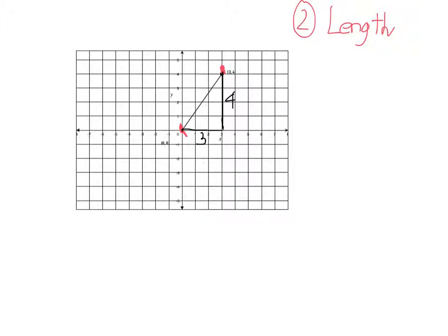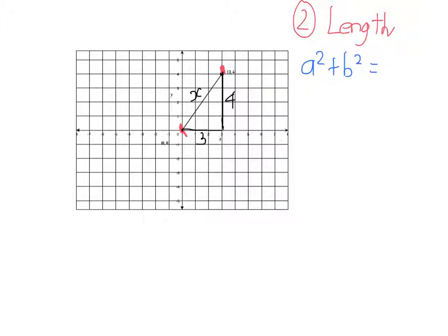So we're going to use Pythagoras to find out what the length of the line segment is here, and I'm going to call it x, okay? It doesn't matter what you call it. So hopefully you remember what Pythagoras' theorem is. So it is a squared plus b squared equals c squared.